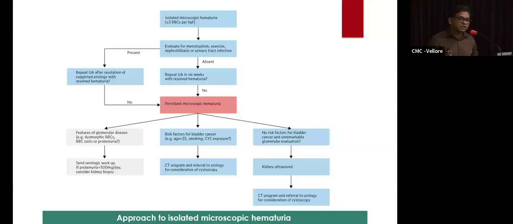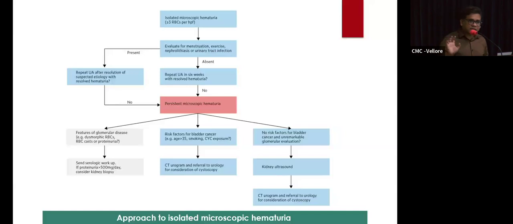If there is persistent hematuria, then you have to look for glomerular causes. In the urinalysis, if the RBCs are dysmorphic, then suspect glomerular diseases and proceed to the serological workup. If the proteinuria is more than 500 milligrams per day on a 24-hour collection, then it is an indication for kidney biopsy. If none of these are present, then it is considered a urological cause of the hematuria.